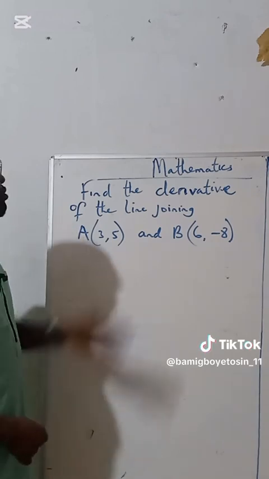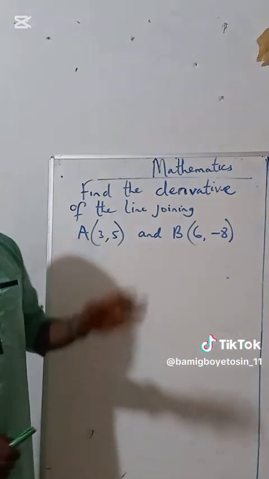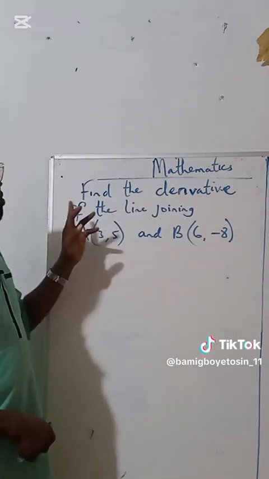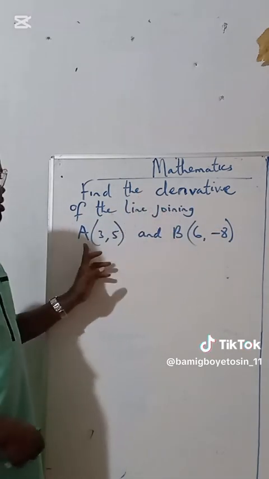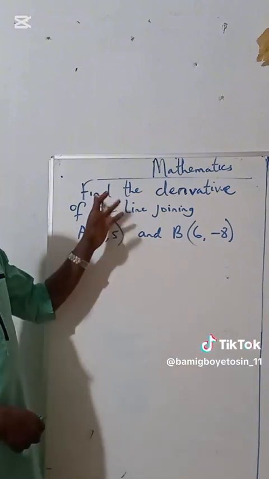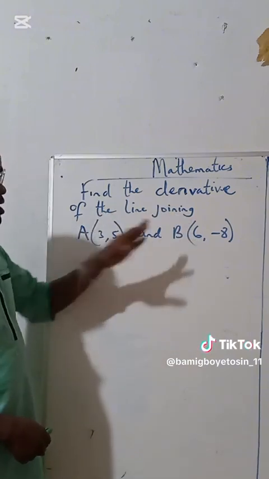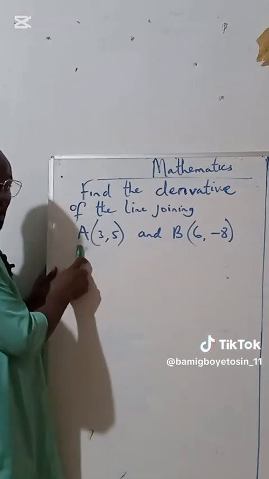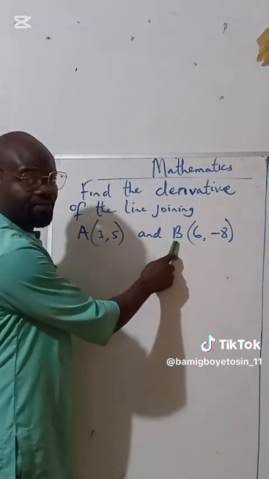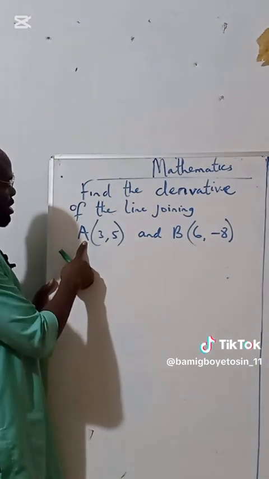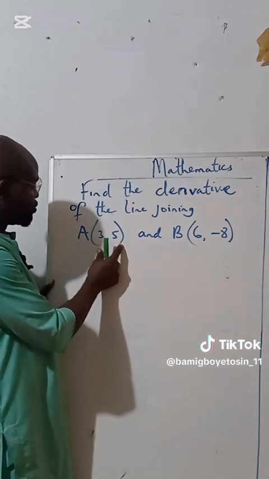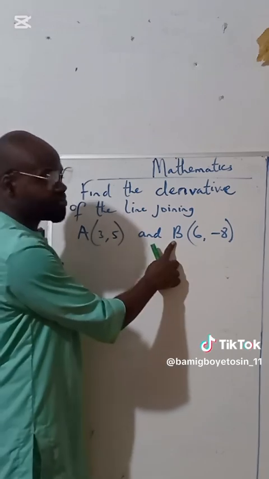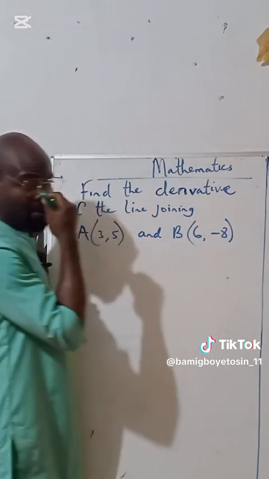So today we want to talk about mathematics, and we have this question on the whiteboard marker. Find the derivative of the line joining these 2 points. We have to find the derivative of the line that's joining 2 points. The first point is point A, and the second point is point B. Point A has its pair of coordinates, the x and y coordinates. Then point B also has its own x and y coordinates.